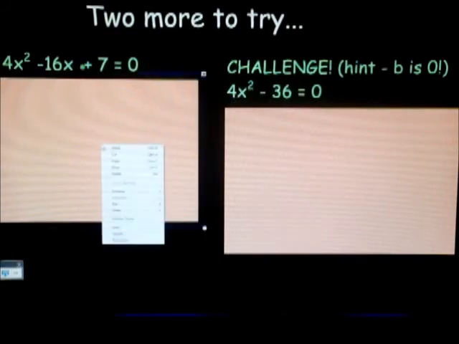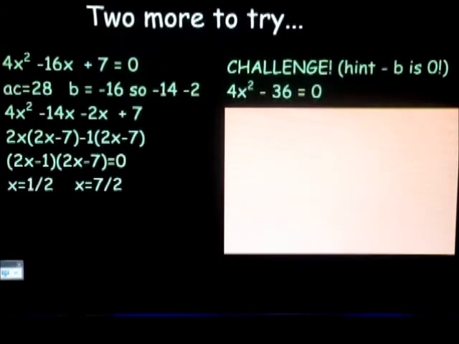And here's the answer to the first one. AC is 28, B is negative 16, so these two values worked. You can go through and see my work down here. Notice I left them in fraction form. You could have 0.5 or 3.5, it's no big deal. I just tend to stick with fraction form.